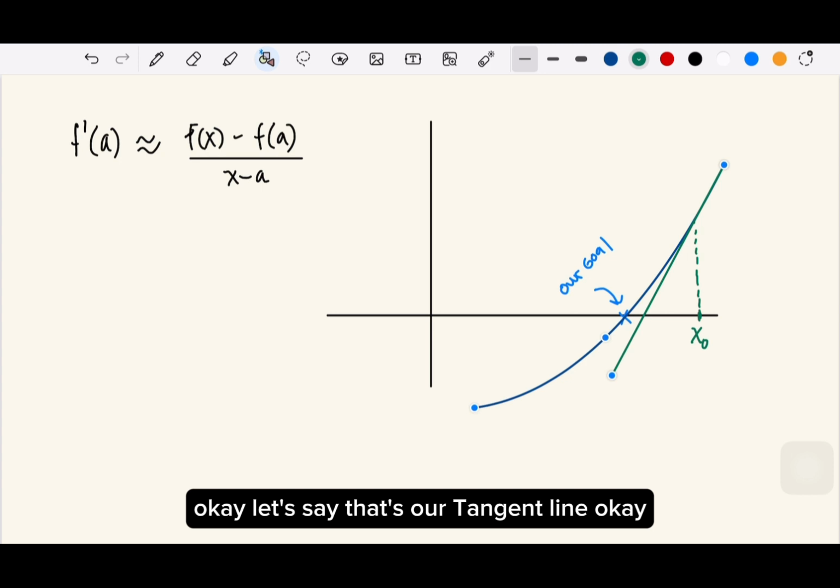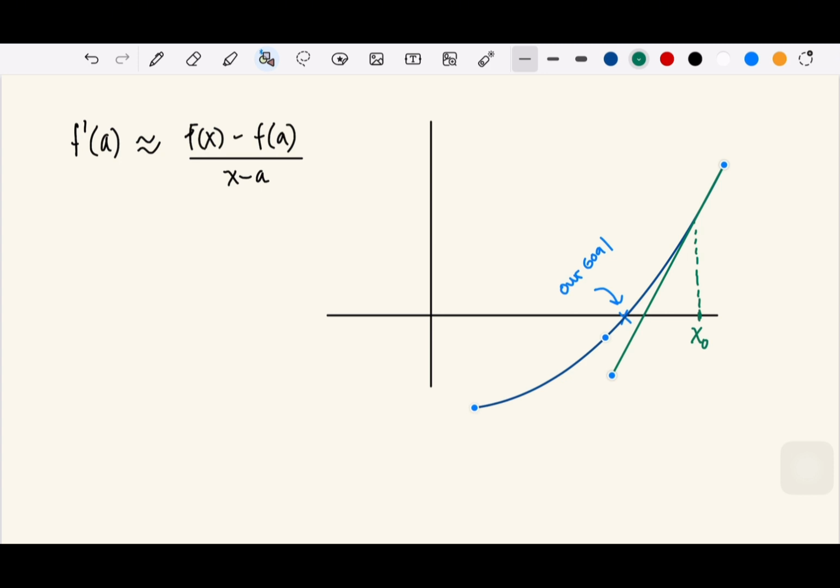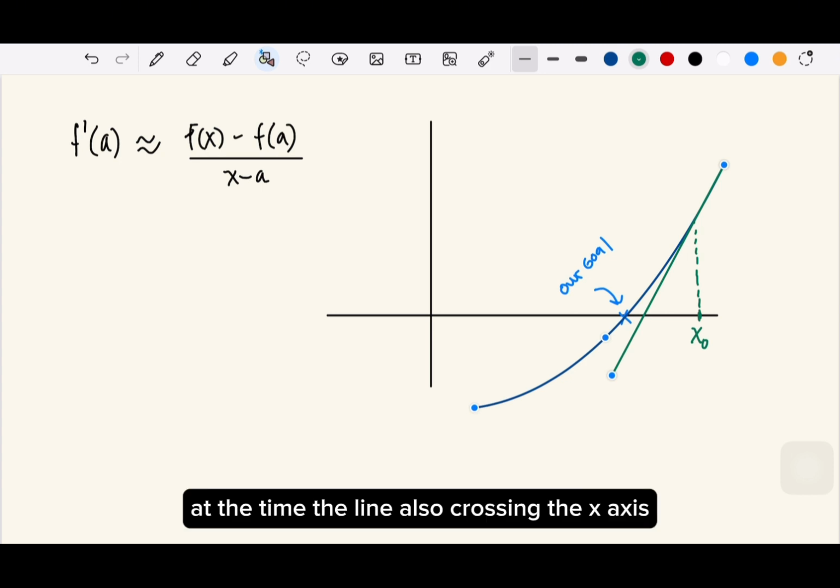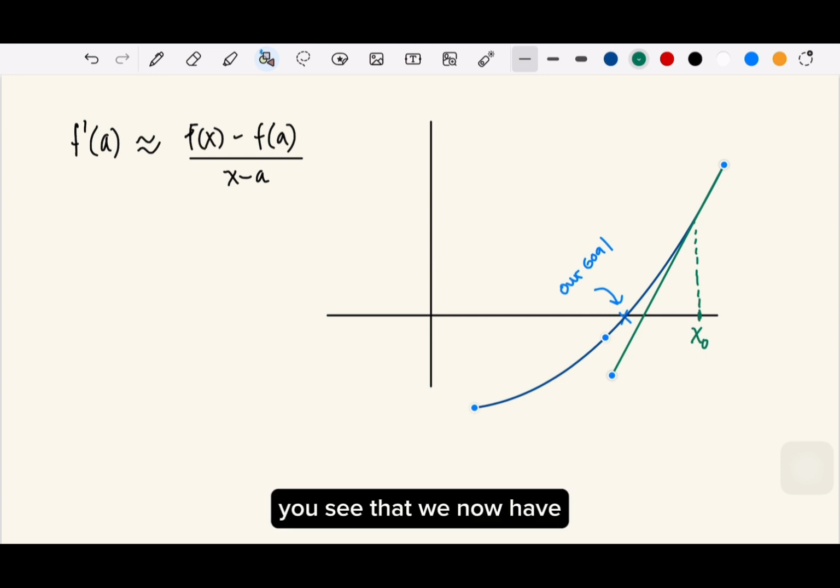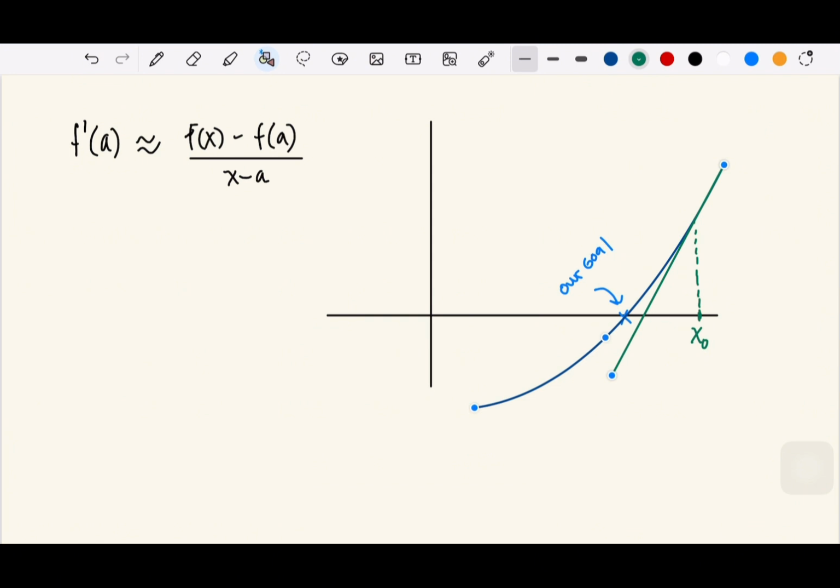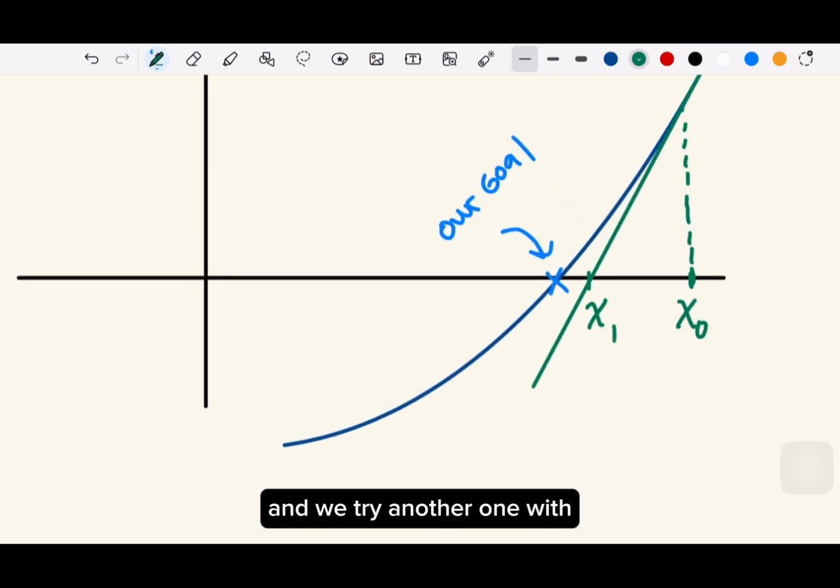Okay, let's say that's our tangent line, and the tangent line also crosses the x-axis. You see that we now have some number that is closer to the roots. Let's name this x1. Name this x1, and we try another one.